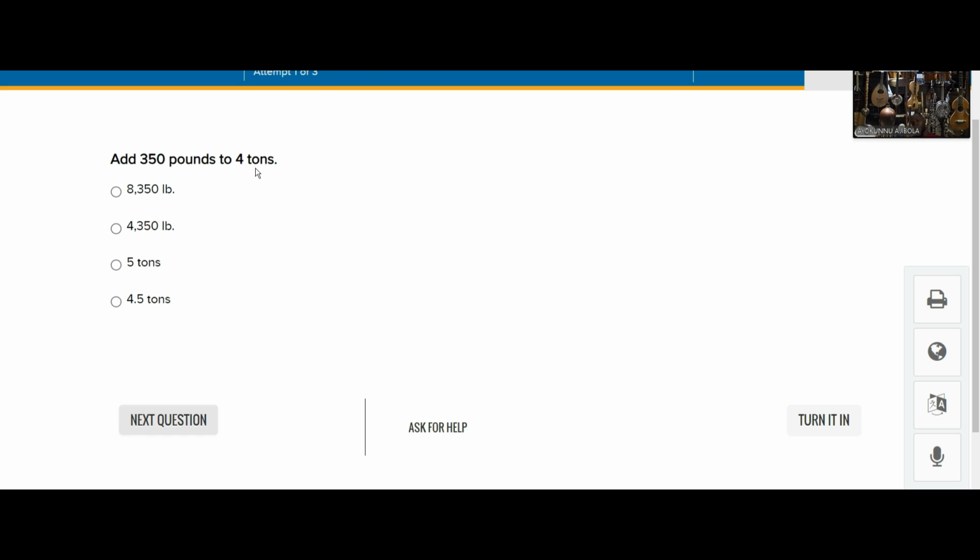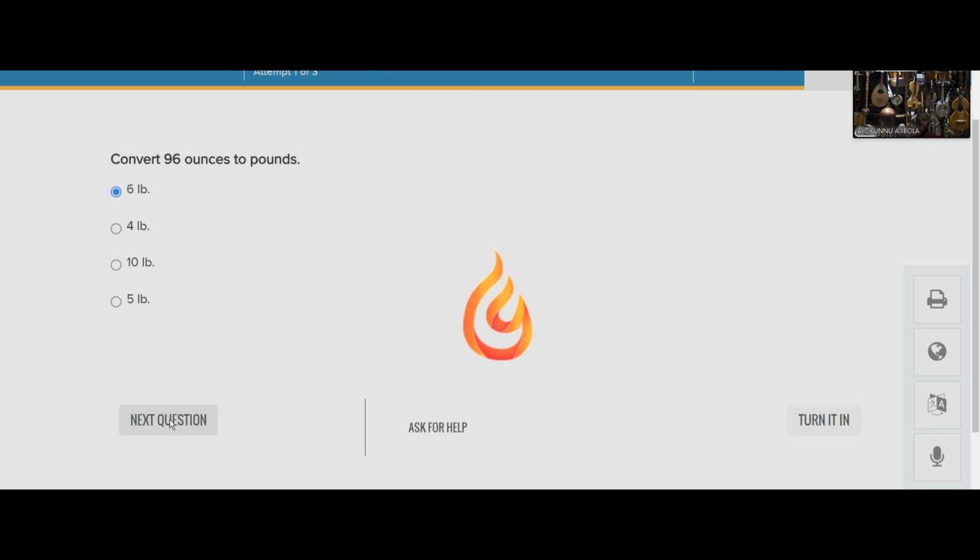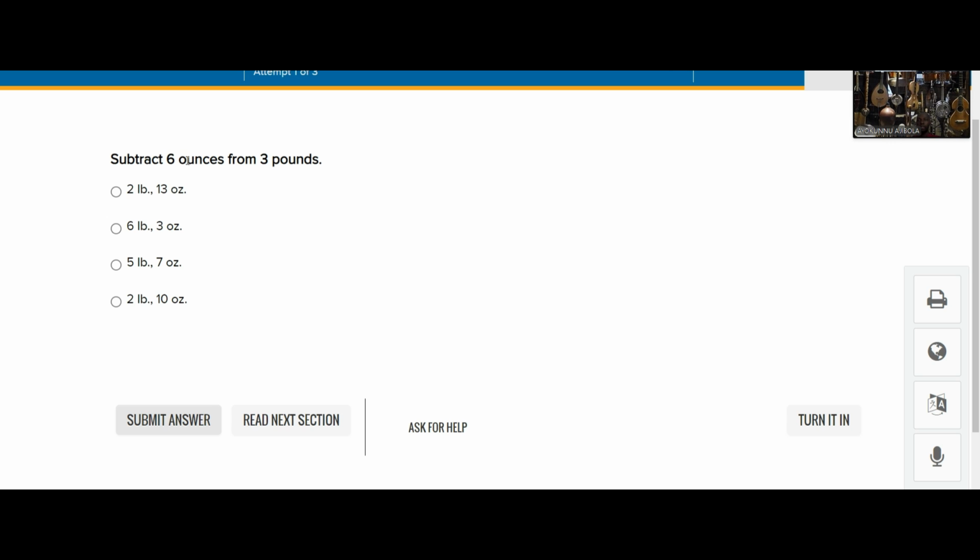So let's see. Add 350 pounds to 4 tons. Then everything is going to be in pounds. 4 times 2,000 is 8,000. Then you add 350, that's 8,350. Convert 96 ounces to pounds. That'll be 96 divided by 16. That'll be 6.